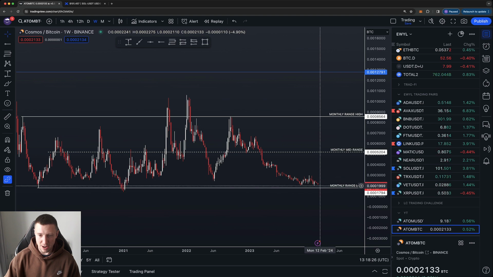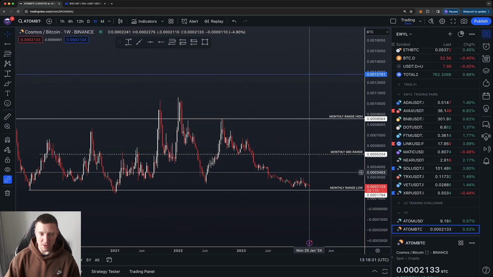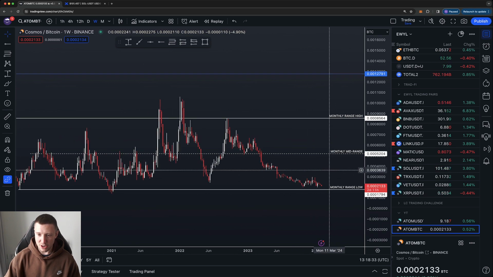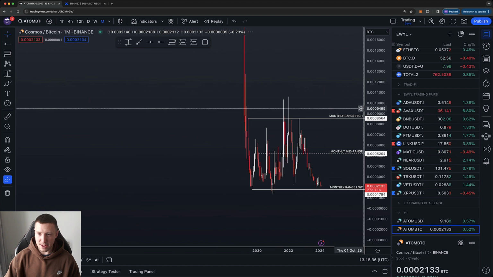We've not really moved too much, but we are coming down towards those monthly range lows. So again, the risk reward here is fantastic in my personal opinion. If you've done the research, you like the project, if we take a look at the TPs, there's not too many.